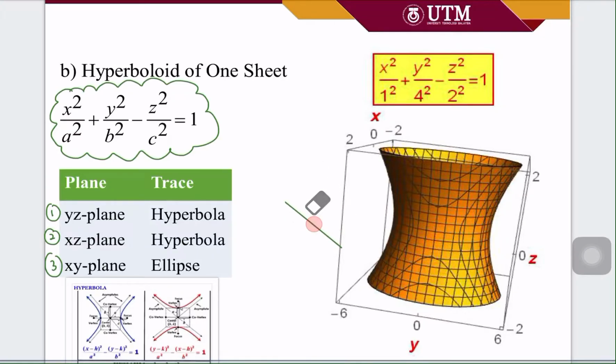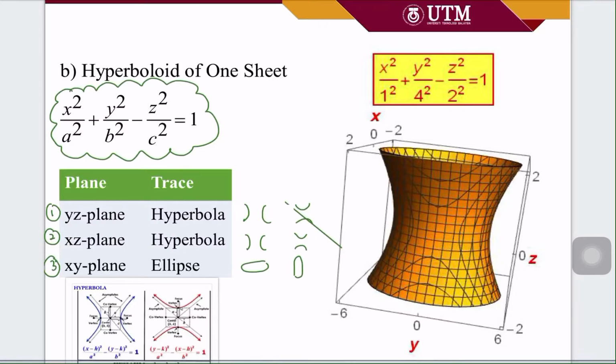Sorry. So it's a hyperbola, so it will be like this. The z plane is also a hyperbola. Hold on. It is a hyperbola, either this one or this one, and we don't know which one. And one more is an ellipse. The ellipse is either like this or like this, depending on the standard equation.